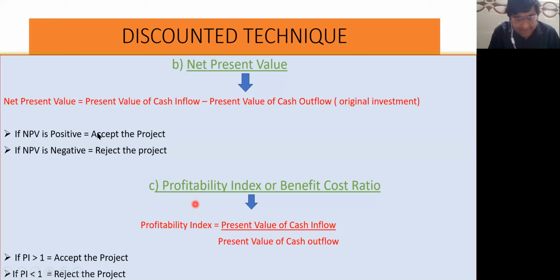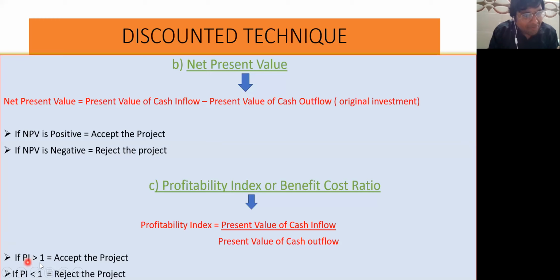And next, after NPV, the next formula is profitability index, or benefit cost ratio. Remember it. The profitability index formula is simple. In NPV, it is present value of cash inflow minus present value of cash outflow. Here we have to find out the ratio. That is, profitability index is equal to present value of cash inflow divided by present value of cash outflow. NPV, you have to deduct it. In PI, you have to divide it. Simple.